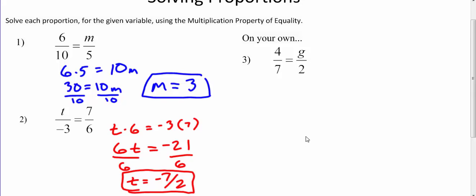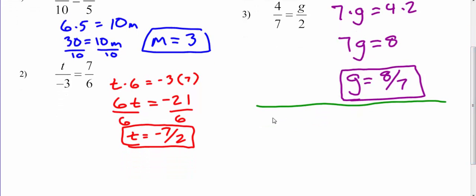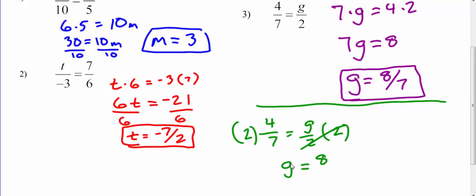All right, so pause the video. Do number 3 on your own and then compare your answer to mine. You can see my answer here for number 3. It's equal to 8/7. One thing I do want to show you is we could have actually approached this problem with a little bit different method, where I'm going to rewrite it 4 over 7 equals g over 2. We could have just viewed it as, let's get g by itself, and we can multiply both sides of the equation by 2. Those would cancel, and we get the same answer. g is equal to 8/7.